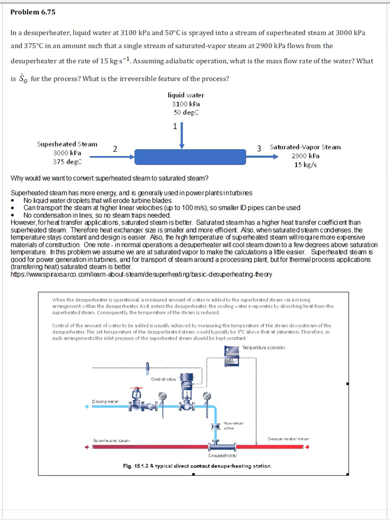So assuming adiabatic operation, what is the mass flow rate of the liquid water? And then they ask, what is the total entropy generation rate for the process, and also what is the irreversible feature of this process? So the first thing I'm going to do is just put down this little schematic where we've got our liquid water being fed in. We've got our superheated steam coming in as stream 2, and our saturated vapor steam I've numbered as stream 3, and that's coming out at 2900 kilopascals and 15 kilograms per second.